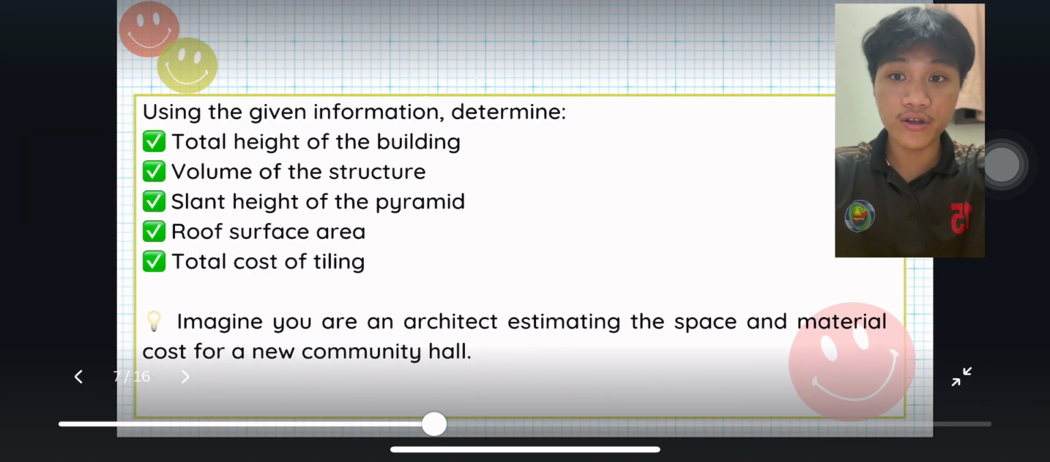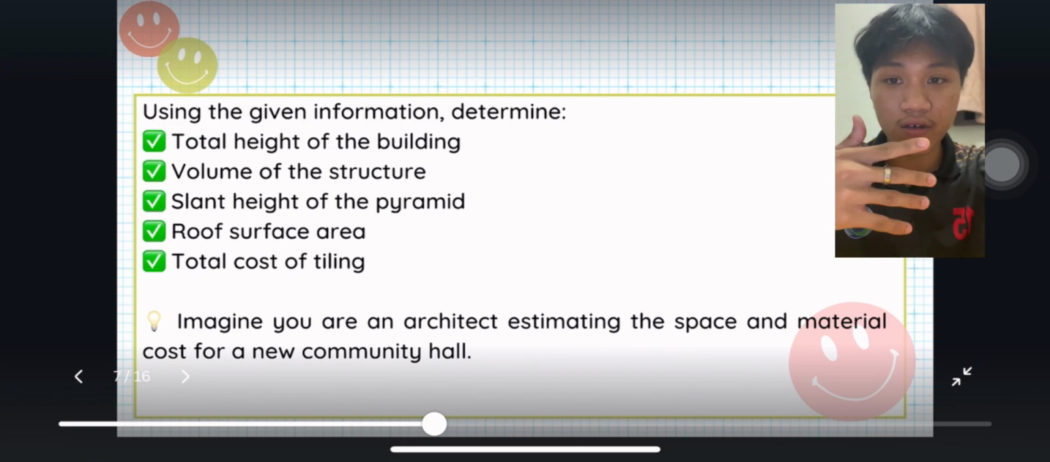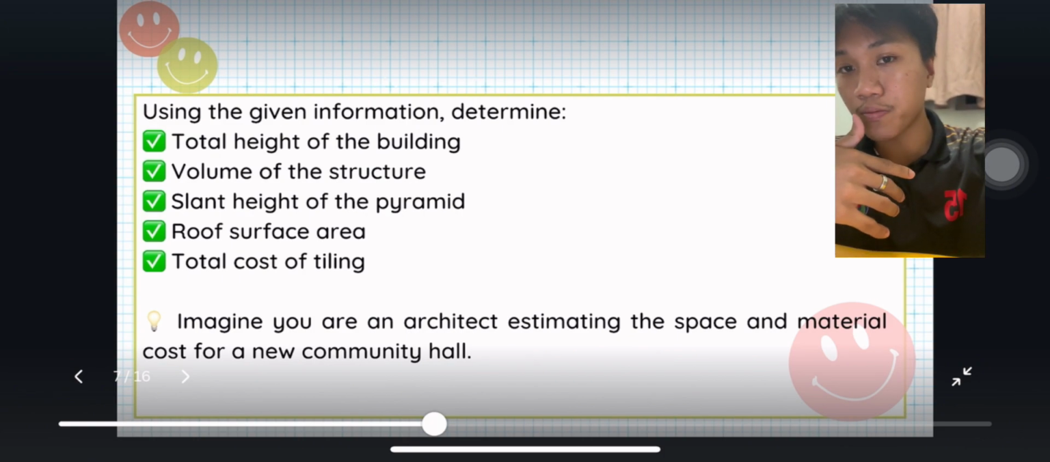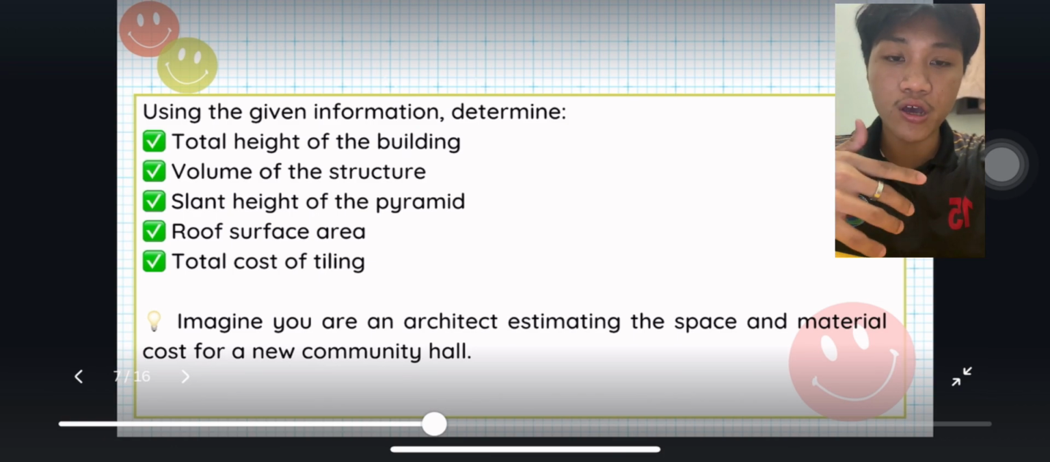By using the given information, we need to determine the total height of the building, the volume of the structure, the slant height of the pyramid, the roof surface area, and lastly, the total cost of tiling. To make it easier, you can imagine yourself as an architect estimating the space and material cost for a new community hall.